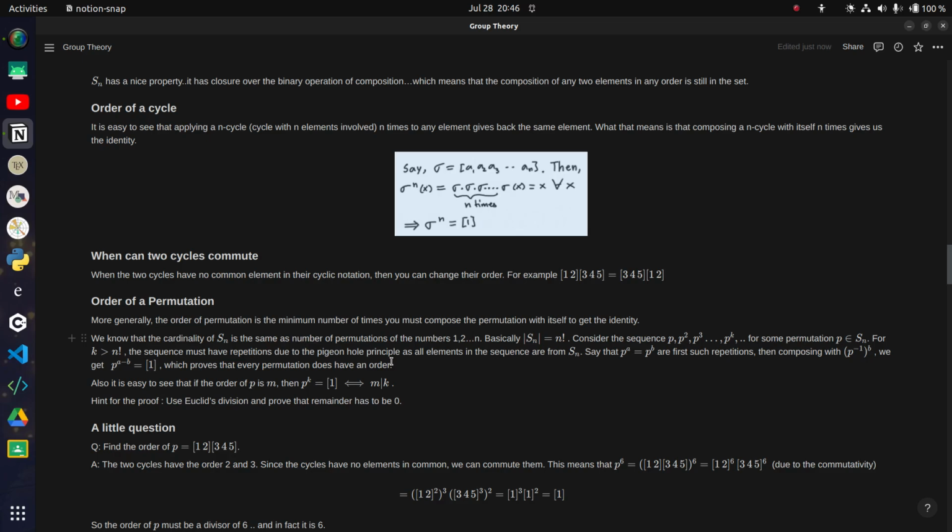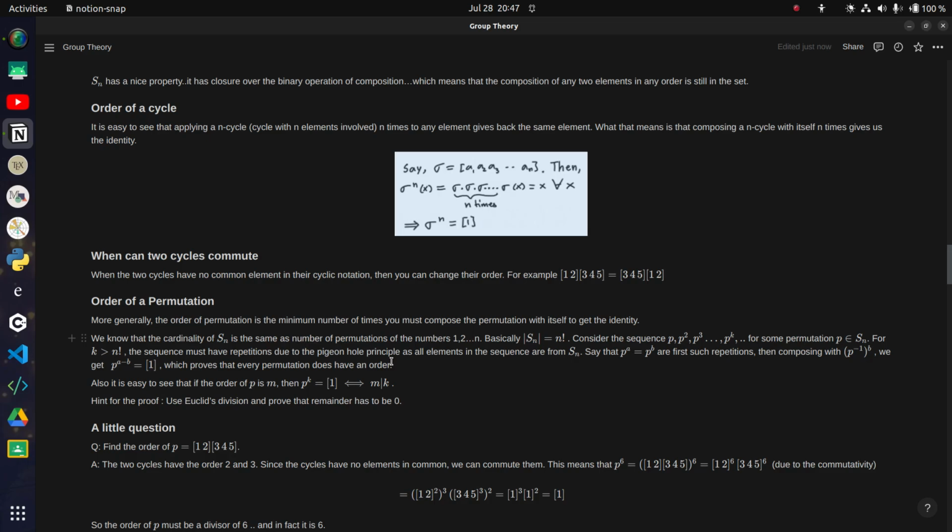Okay, order of a permutation. So more generally, the order of a permutation. You already saw the order of a cycle. What about the order of the permutation? The order of a permutation is defined as the minimum number of times you must compose the permutation with itself to get the identity, and it's not the number of elements involved, right? Okay, so we know that the cardinality of Sn is the same as the number of permutations of the numbers 1, 2 till n, right?